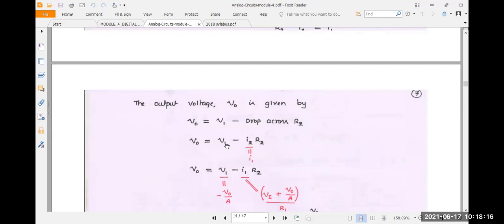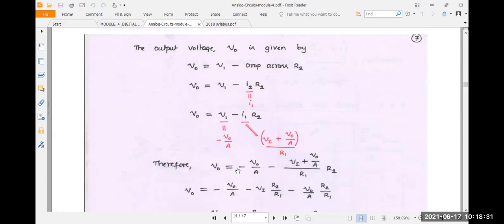What is V1 here? Write as it is. So V1 minus I2 into R2, or you can take I1 into R2. Right now, I1 into R2, and V1 you write as it is. What is V1 here? Minus V naught by A. You can go through the circuit diagram here. I have written already minus V naught by A.